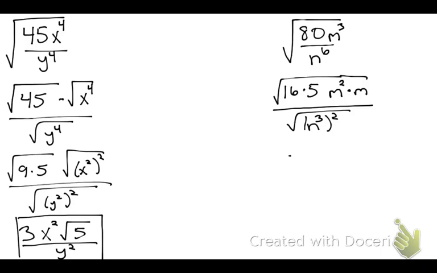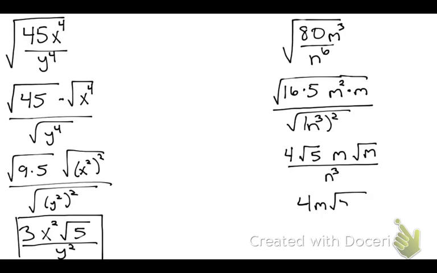The square root of 16 is 4. The square root of 5 doesn't change. The square root of m squared is just m. The square root of m stays the same. The square root of n cubed squared is just n cubed. So I've taken all these pieces. When I rearrange it properly, I get 4 times m, the stuff outside the square root, times the square root of 5 times m, the stuff inside the square root, over n cubed. You can do that. You can pretty much do anything as far as simplified and square roots go.